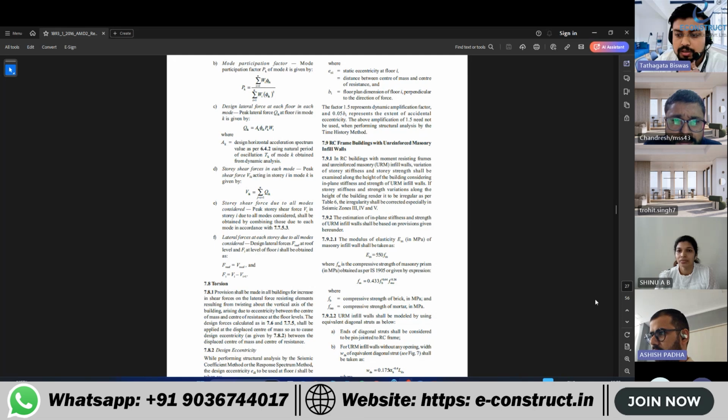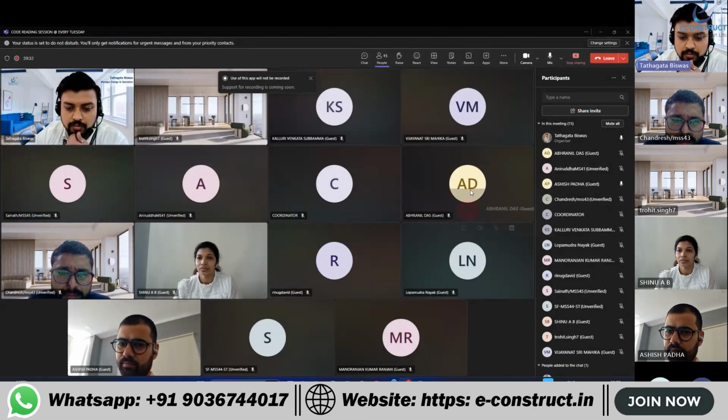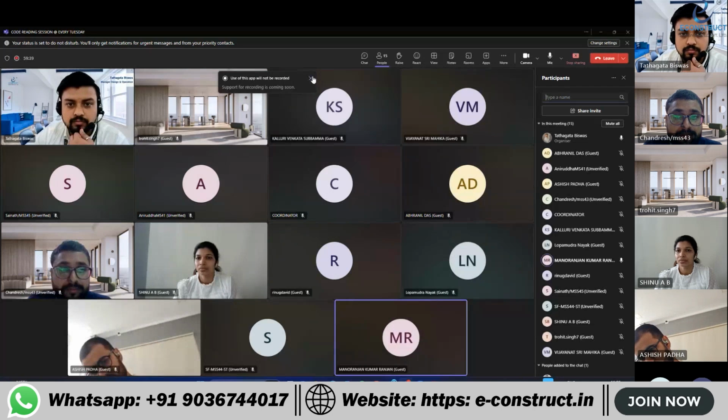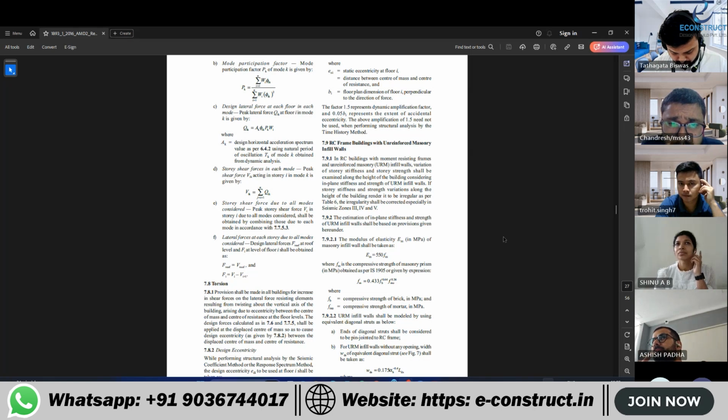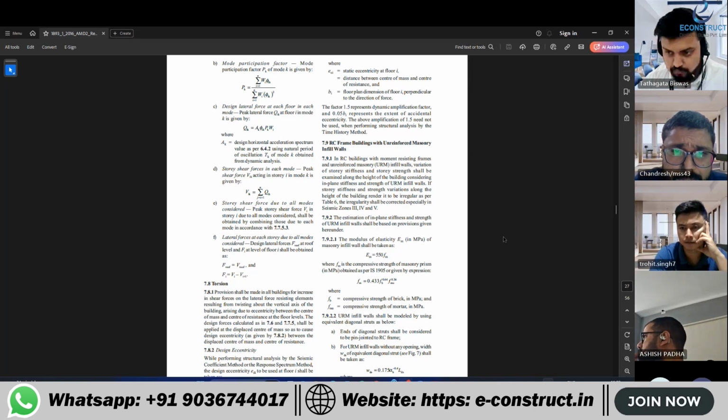Next, somebody else. I think Manoranjan. Yes, sir. RC frame building with unreinforced masonry infill wall. In RC building with moment resisting frame and unreinforced masonry URM infill wall, variation of story stiffness and story strength shall be evaluated considering in-plane stiffness and strength of URM infill wall. If story stiffness and strength variation along the height of the building render it to be irregular as per table 6, the irregularities shall be corrected, especially in seismic zones 3, 4, and 5.